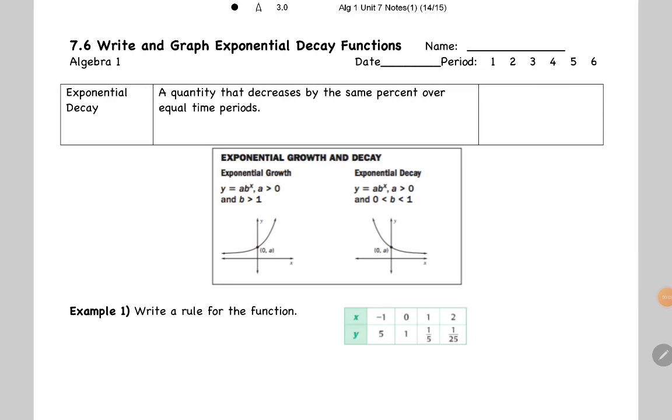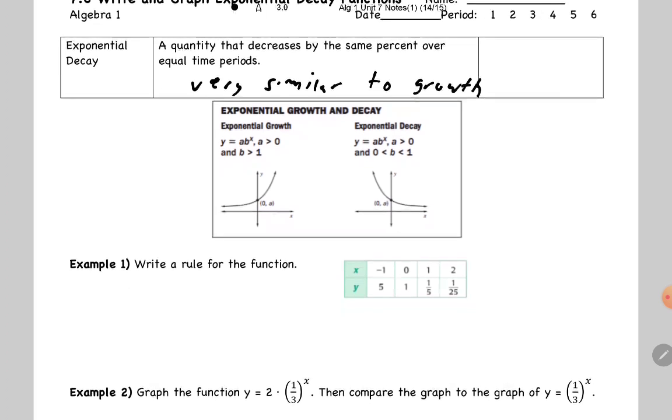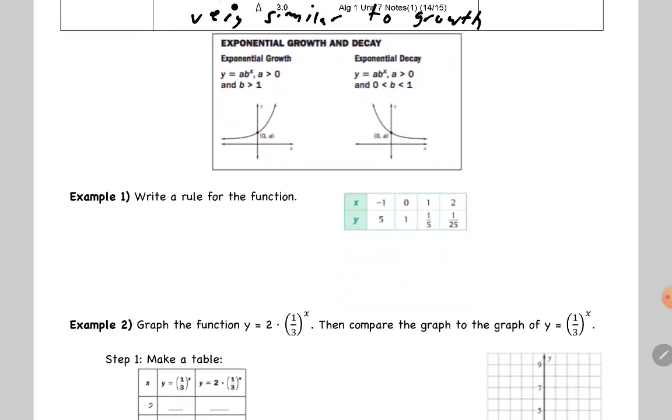Today in Algebra 1, we're going to be looking at exponential decay. Exponential decay equations are very similar to exponential growth equations. If you see on the left, we have an exponential growth where it increases from left to right. Exponential decay decreases from left to right. So it just looks like a reflection, or a mirror image, if you want to think of it that way. So let's look at an example here.